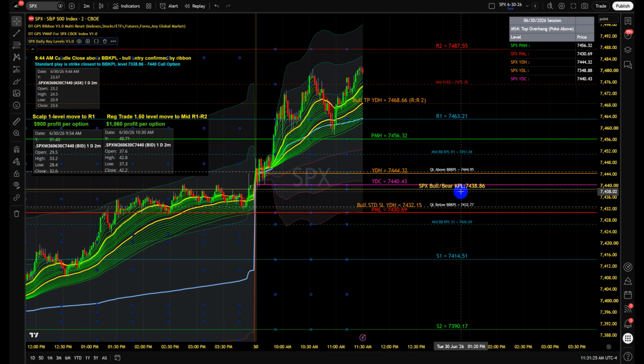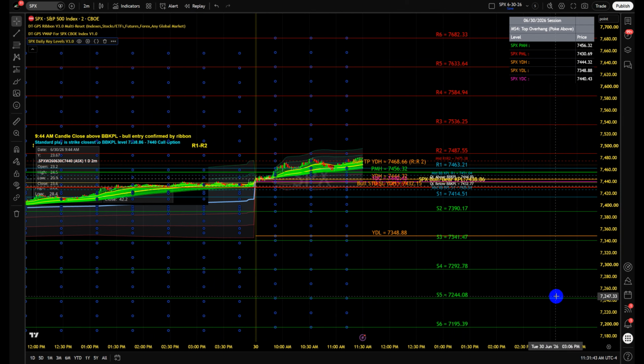When you're basing trades off of the main key levels, the bull bear KPL, R1 through R6 above, S1 through S6 below. Now we don't have all of the levels here because if you do that, then your screen is going to look more like this. So if price starts going in one direction and starts exploding up or down, then you can simply move your chart. You simply go over here to the price axis, left click and hold and move it out.